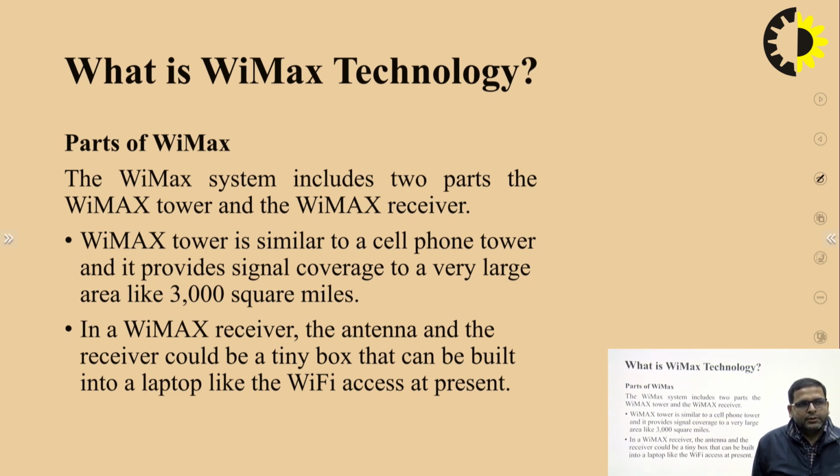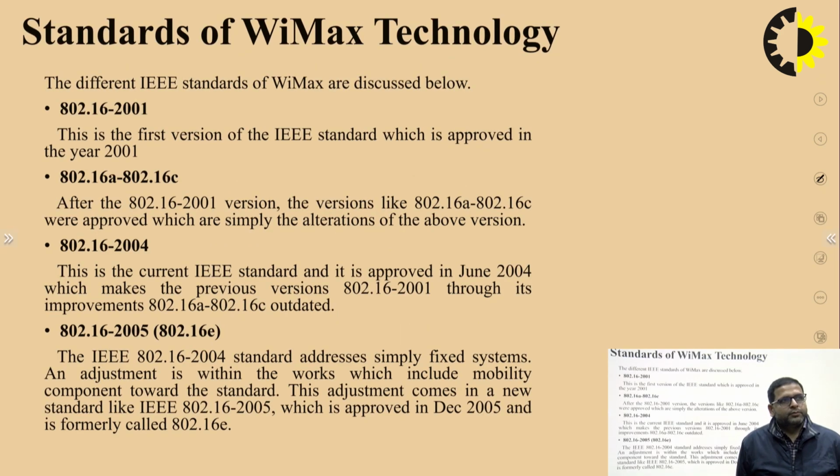In a WiMAX receiver, the antenna and receiver could be a teeny box that can be built into a laptop like the Wi-Fi access at present. Different standards which are used in WiMAX technologies are basically 802.16. This standard was implemented in 2001, and this was the first version of the IEEE standard.